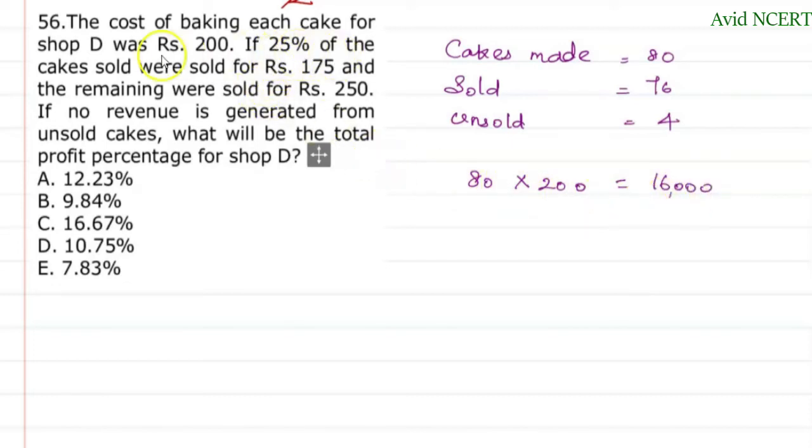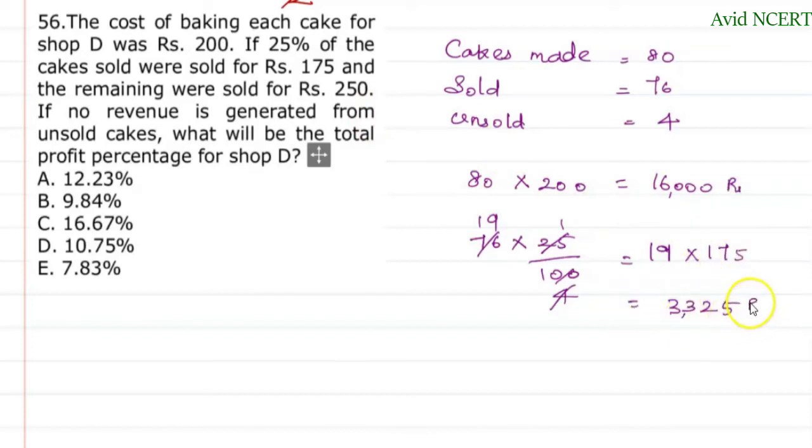Now, 25% of the cakes were sold for rupees 175, and the sold cakes here are 76. So out of the 76 cakes, first 25%, which is 25 by 100, that is 25 1 times 25, 4 times is 100 and 4 1 times is 4, 4 9 times is 36. So 19 cakes. So the 19 cakes were sold for rupees 175, which equals 3,325 rupees.